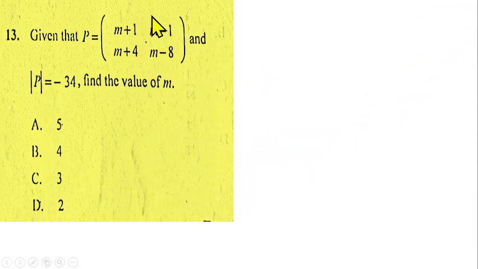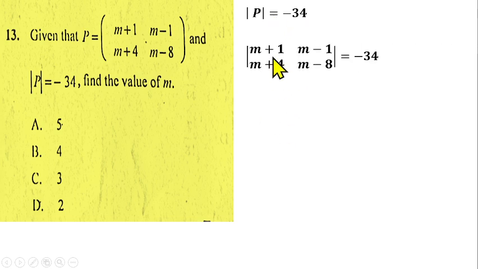Question number 13 is from matrices. You are given the matrix P, which is this 2 by 2 matrix in terms of m. We are given that the determinant of P is equals to minus 34. I have to find the value of m. So given the determinant of matrix P to be minus 34, if you put this matrix P into this to find the determinant, the determinant of this matrix P equals to minus 34.